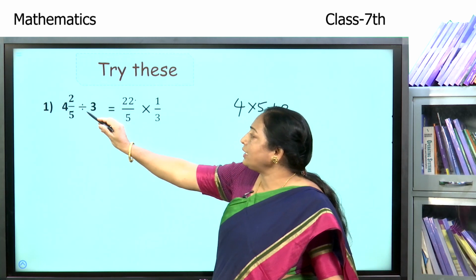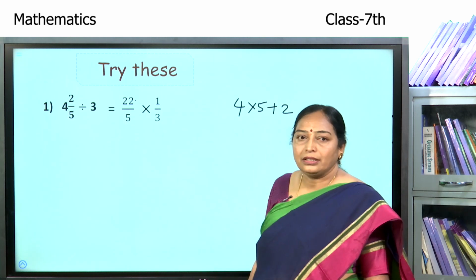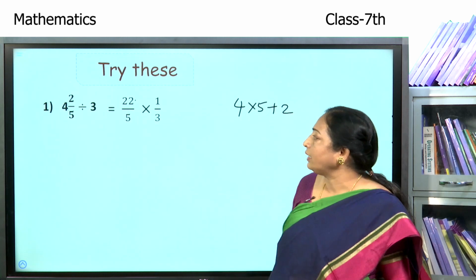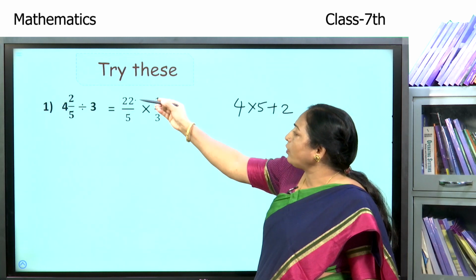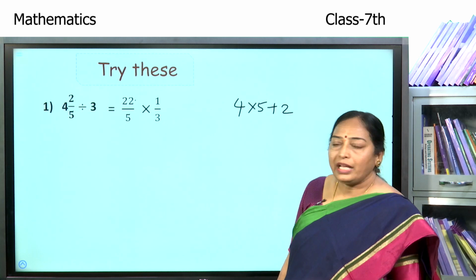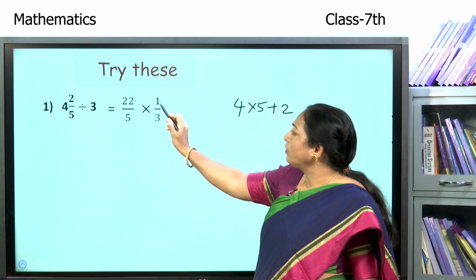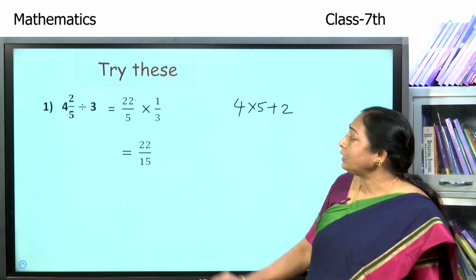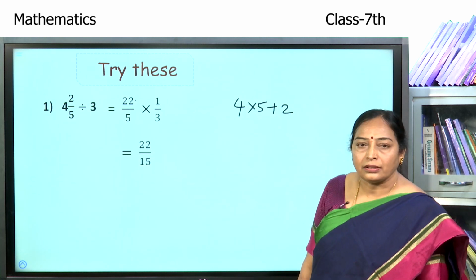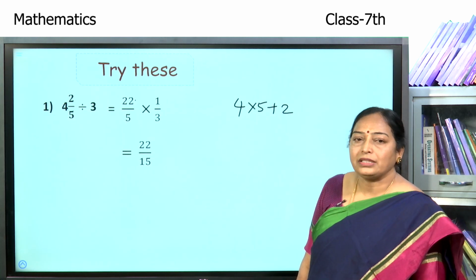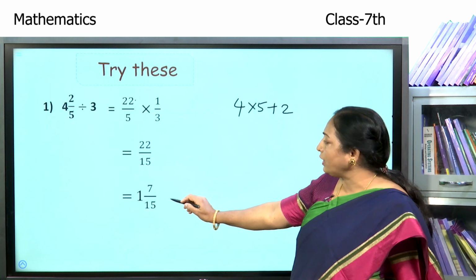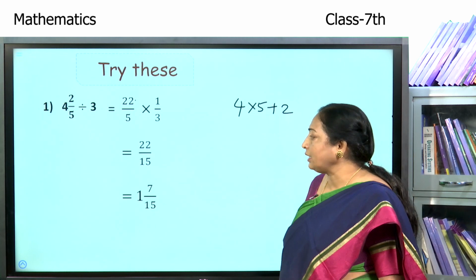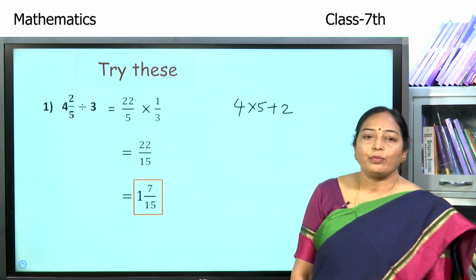And change the division sign to multiplication and multiply this fraction by the reciprocal of 3, that is 1 by 3. Is there any common factor for numerator and denominator? No. Therefore, we multiply 22 into 1 and 5 and 3. We get 22 by 15. It is an improper fraction. Write it as a mixed fraction again. 15 ones are 15, remainder is 7, and write the denominator as it is. So, the answer is 1 7 by 15.